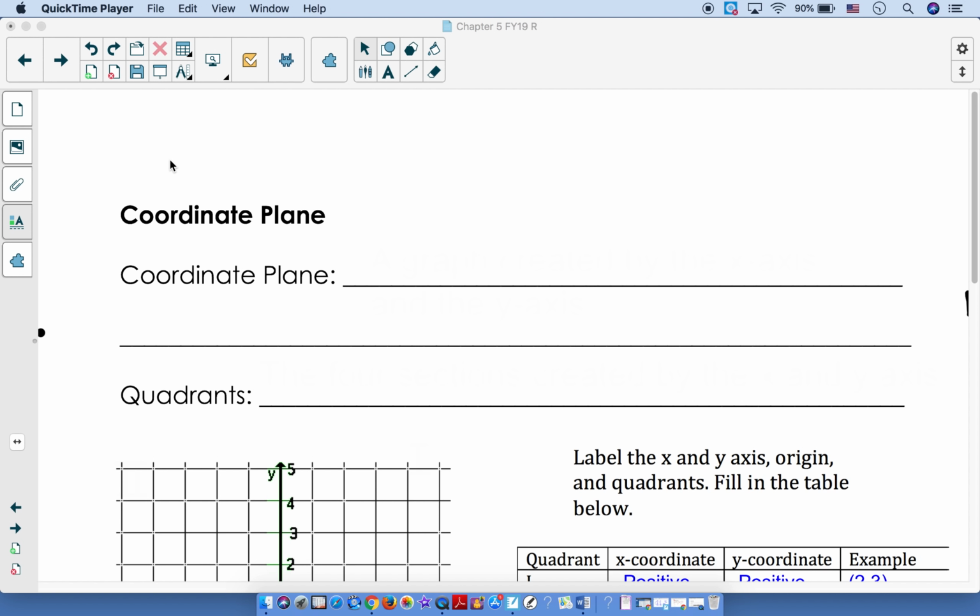I have a substitute, but we're going to go ahead and continue our notes from what we started yesterday and finish it up today. So today we're going to be talking about the coordinate plane.